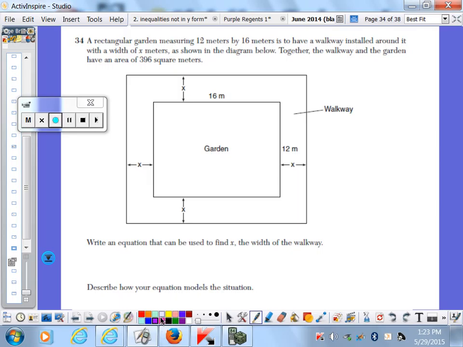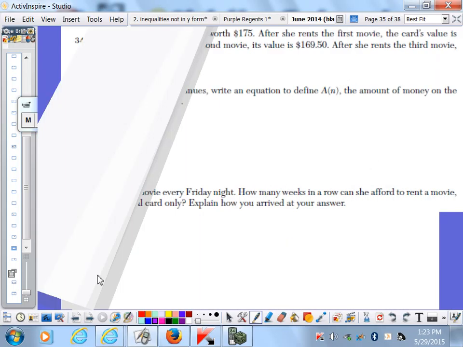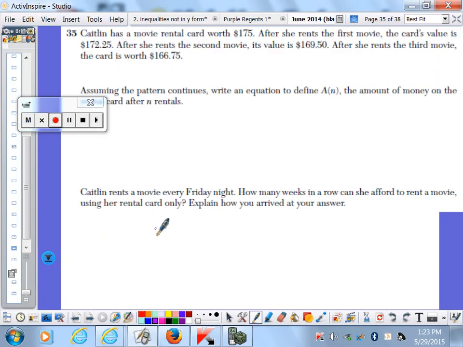Number 34, I'm going to skip for now because we will be doing this one in class, so don't worry about that one. And let's take a look at 35.